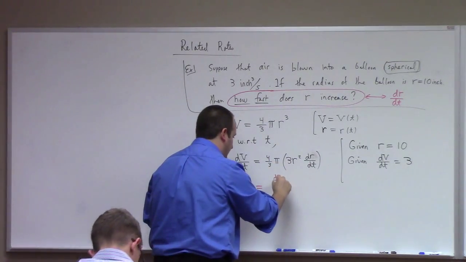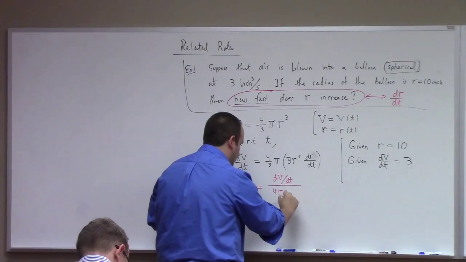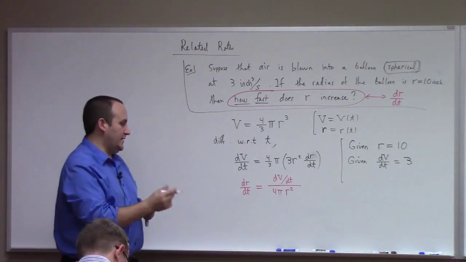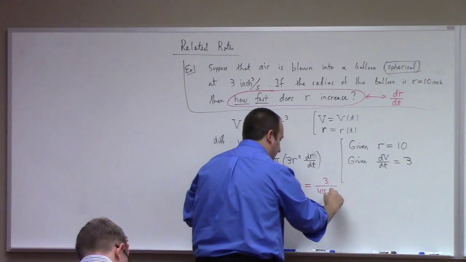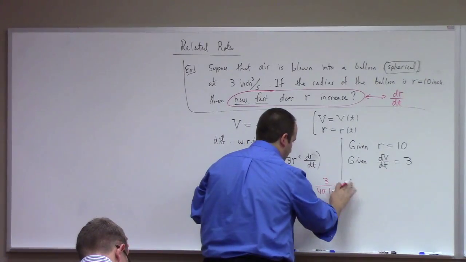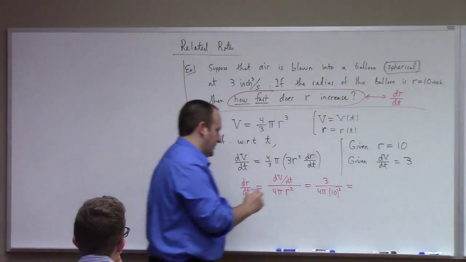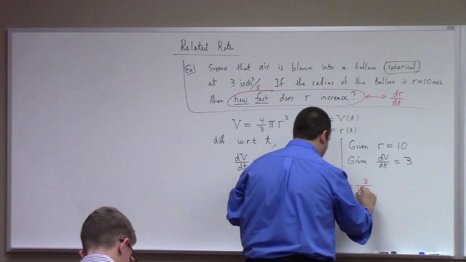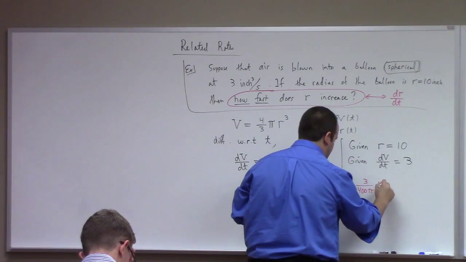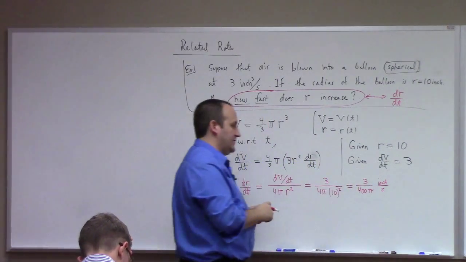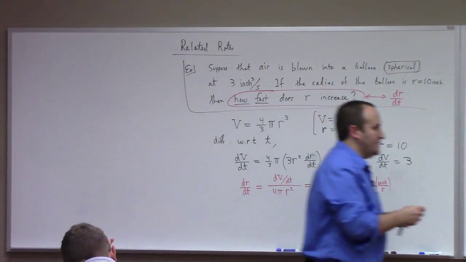The 3's cancel, right? We get dV/dt divided by 4 pi r squared. And then plug in the values. So that was 3 divided by 4 pi times 10 squared, whatever that is. Apparently 3 over 400 pi. That probably means about as much to you as it means to me. Now this is in inches per second, because I've used inches per second in my calculations, right? If I had brought my calculator, I could give you a decimal.